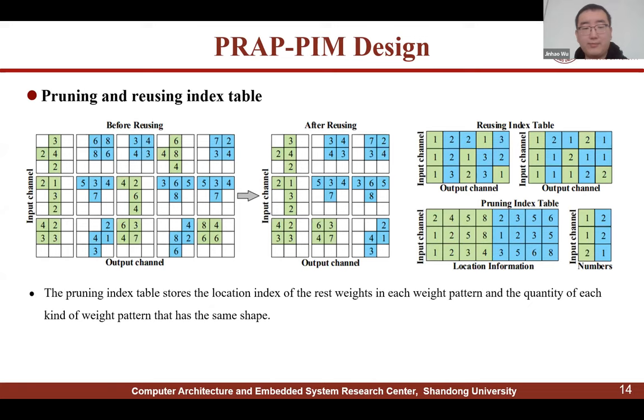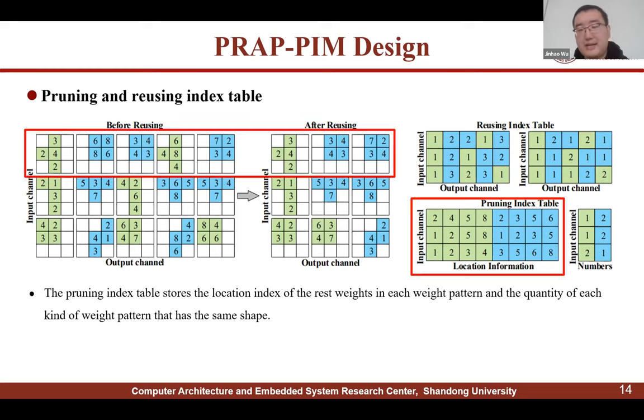The pruning index table includes two subtables. The first subtable stores the location index of the remaining weights within each weight pattern. The second subtable stores the quantity of each kind of weight pattern that has the same shape. To reduce the storage overhead, the weight patterns which have the same shape are stored together.